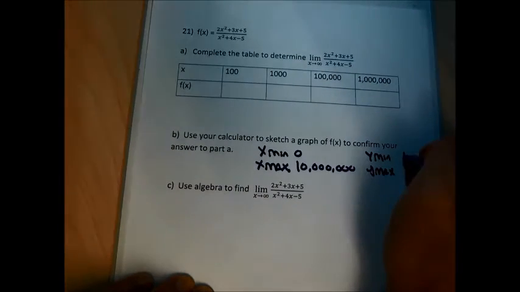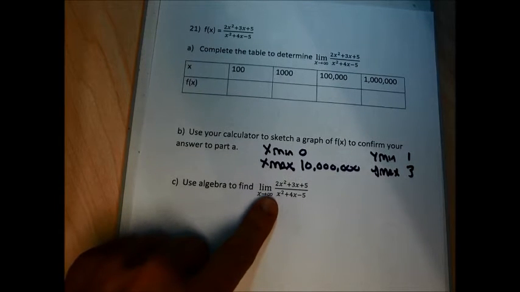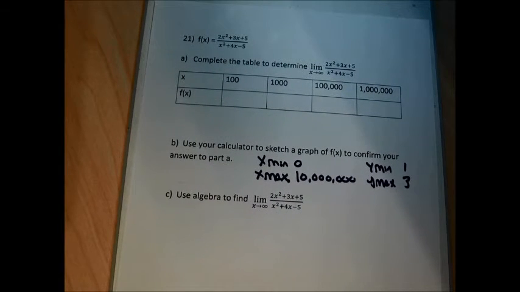I think 1 and 3 are going to suit you just fine. And if you do that and you trace along, you'll see what the limit is. And then you're going to use the algebra trick that I showed. And you might not know the algebra trick yet, so I will revisit it a bunch of times in this section.